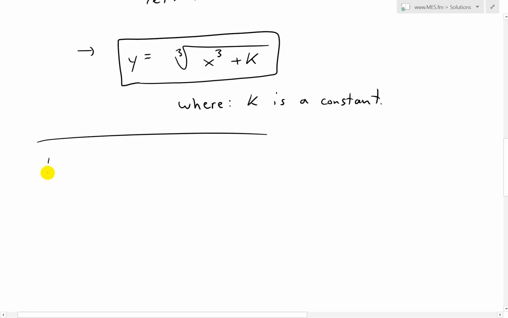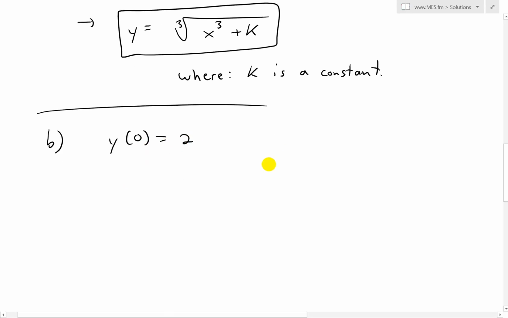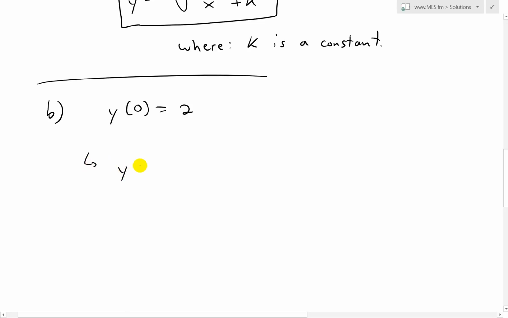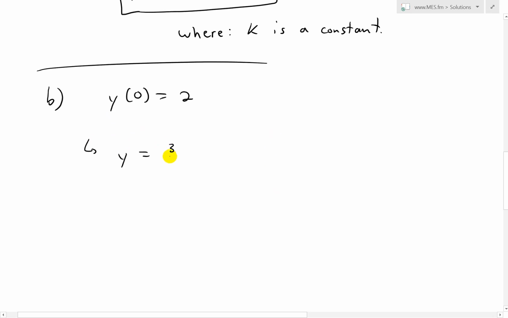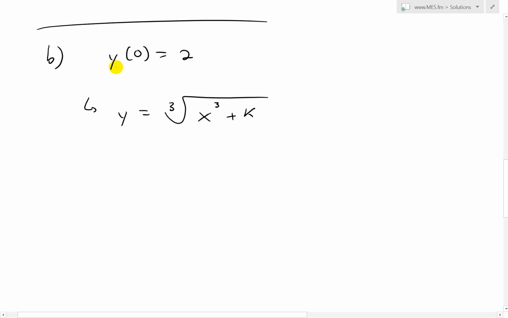So let's write that down. We have our initial condition y of 0 equals 2. If we write our general solution right here, y equals the cube root of x cubed plus k, what happens when we plug in our initial condition? So y is equal to 2 whenever x is equal to 0. This is also the same thing as writing y equals (x cubed plus k) to the power of 1 over 3. It's the exact same thing written either way.